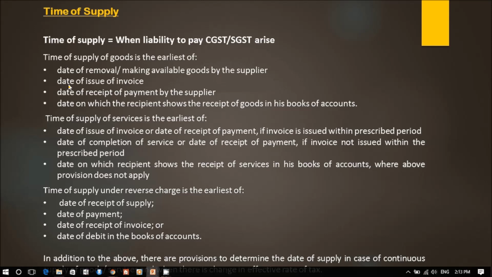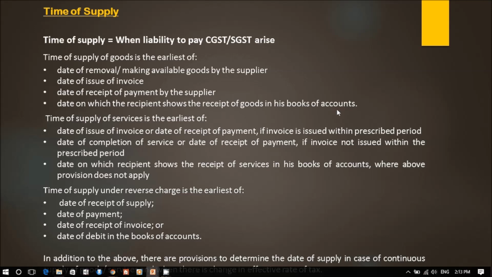It's similar to the service tax: in the service tax, if you receive the payment in advance, then you have to pay the service tax. The same concept is there. If you receive the payment in advance, then you have to pay the GST as well. So there are the four conditions: date of removal or making available the goods by the supplier, then date of issue of the invoice by the supplier, receipt of the payment by the supplier which has been given by the recipient of the goods, and the date on which the recipient shows the receipt of the goods in his books of accounts.